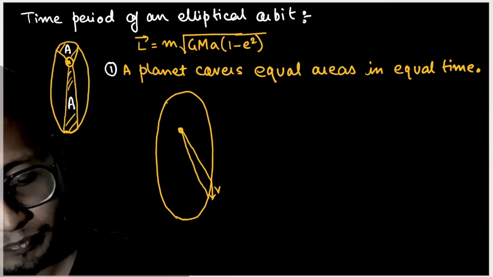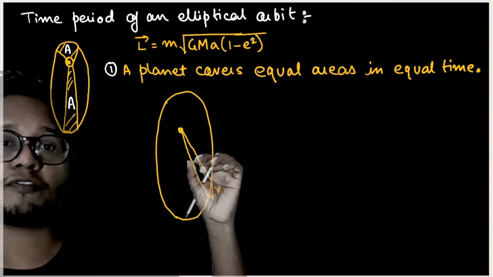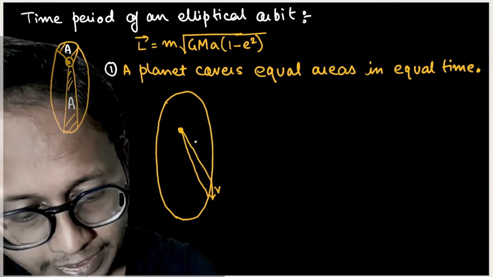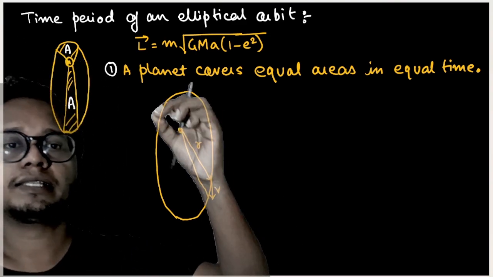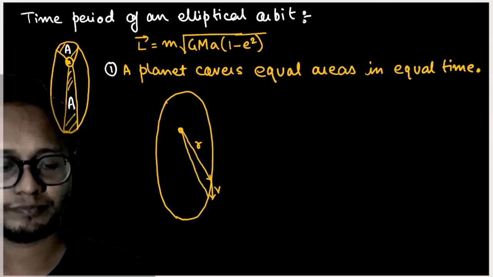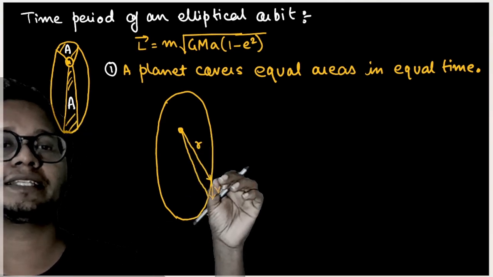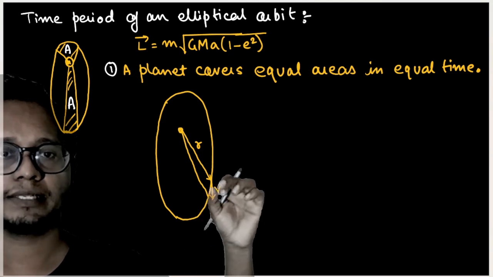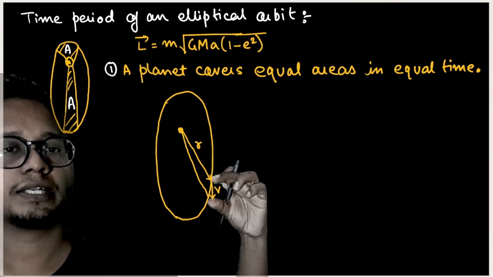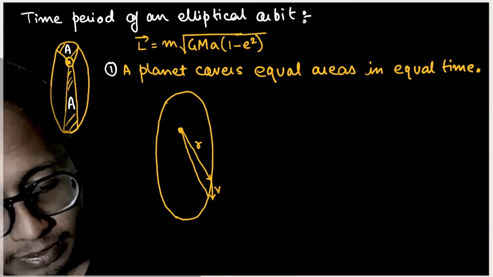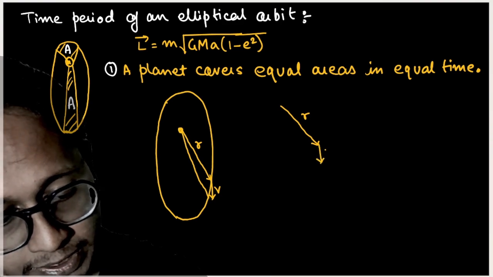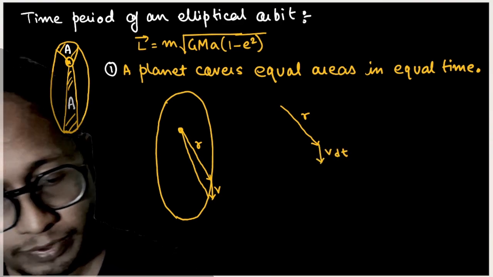Now what is the formula of this area in Newtonian mechanics? This is the r vector out here, this much is the r vector, and this is the v vector. Let's say this particle travels for dt time. The Earth is traveling with velocity v for dt time. So the total distance out here would be v into dt.